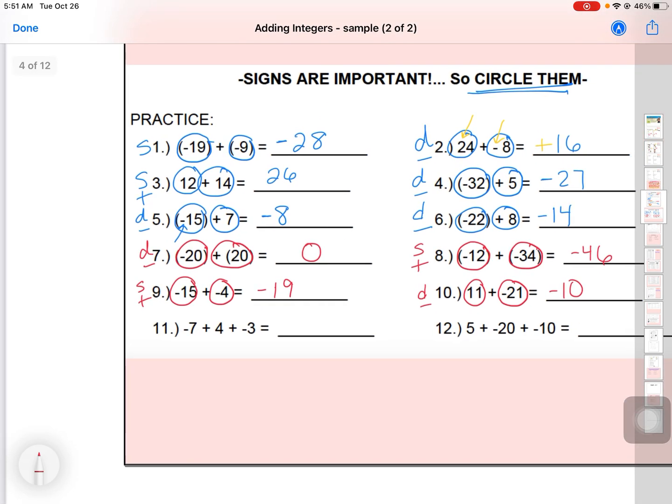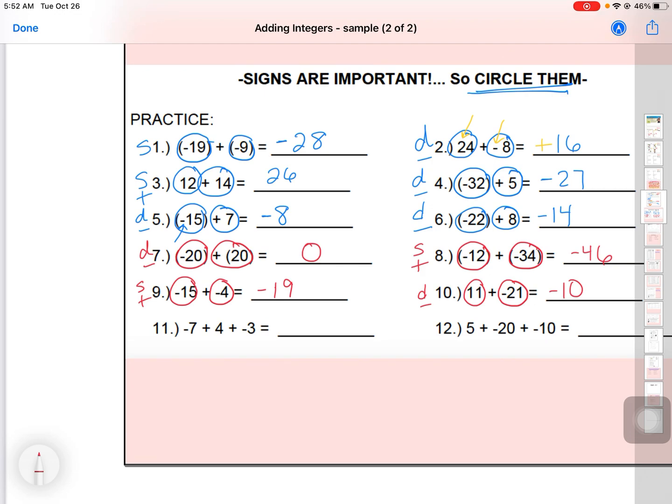Now, when you have more than 2 numbers, like in number 11 and 12, you just have to do it in a 2-step process. And really, remember that adding is commutative. So you could do it in whatever order you wanted, which is important for you to show your work as well as circle the signs so I know what you're adding.